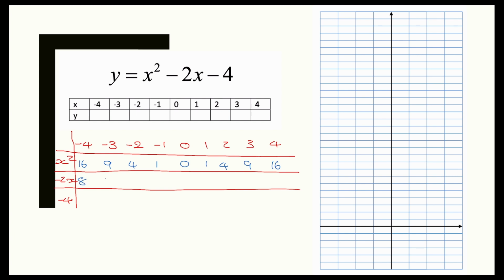Minus 4 times minus 2 is 8. Minus 3 times minus 2 is 6. Minus 2 times minus 2 is 4. Minus 1 times minus 2 is 2. 0 times minus 2 is 0. 1 times minus 2 is minus 2. 2 times minus 2 is minus 4. 3 times minus 2 is minus 6. 4 times minus 2 is minus 8. Now, since we have a minus 4 with no x next to it, we fill in the last row with minus 4.